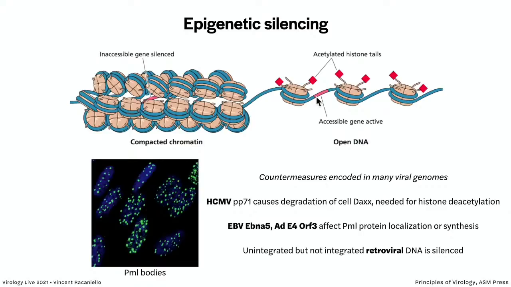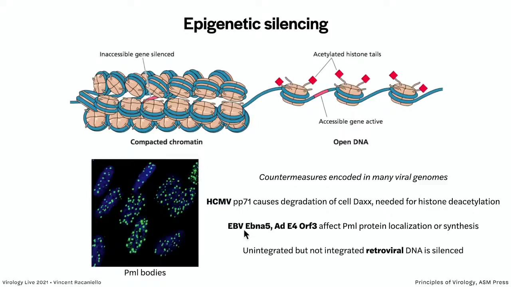Now, when foreign DNA enters the nucleus, or any DNA enters the nucleus, it is silenced by a machinery that removes acetyl groups from histone tails because it shouldn't be there. So when viral DNAs get in the nucleus, they're going to be silenced unless they encode countermeasures. And so many viral genomes encode countermeasures to prevent silencing. For example, the human cytomegalovirus protein 71 causes degradation of a cell protein called DAXX, which is needed for deacetylation. So any DNA coming in the nucleus is wrapped around histones, chromatinized, and then deacetylated. If it happens to have acetyl groups on it, they're taken off to silence it. So deacetylation is silencing, and this virus genome encodes a protein to prevent deacetylation.